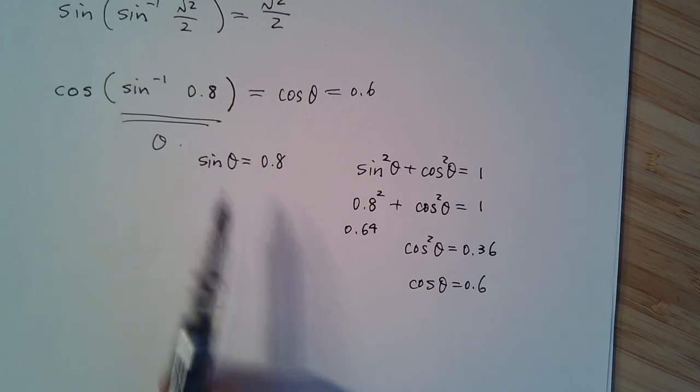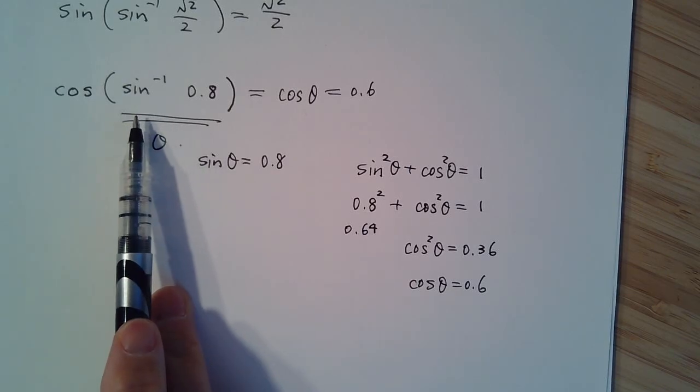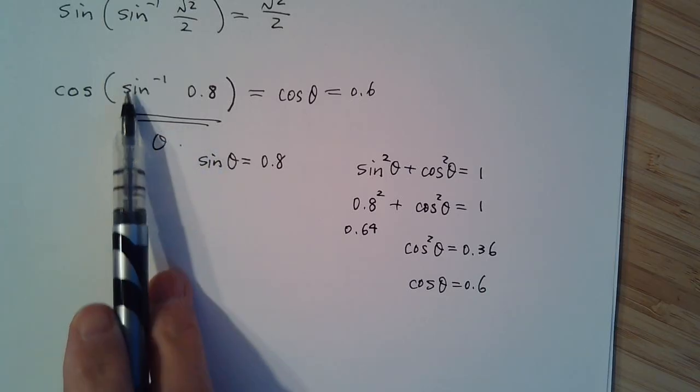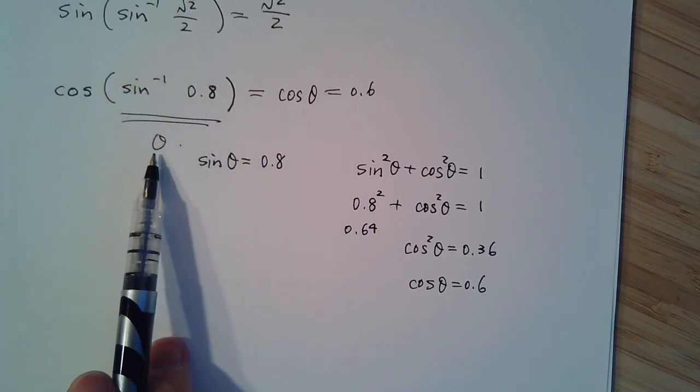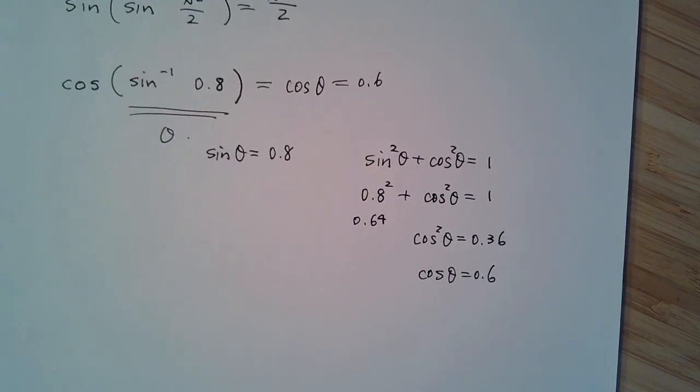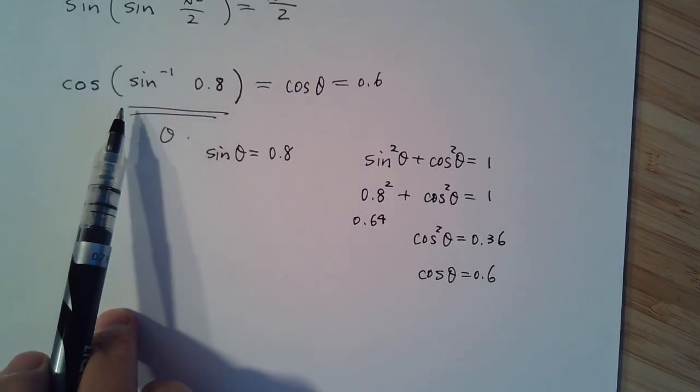It's not very easy to get it from here just by looking. It's hard to tell. But if you change this, make that to be theta, use another symbol to represent that, this question becomes much easier. All right, so that's how you work with these so-called composite trig functions.